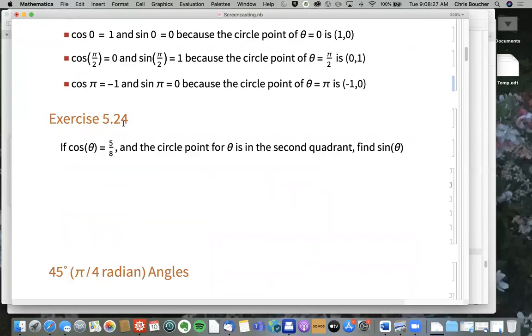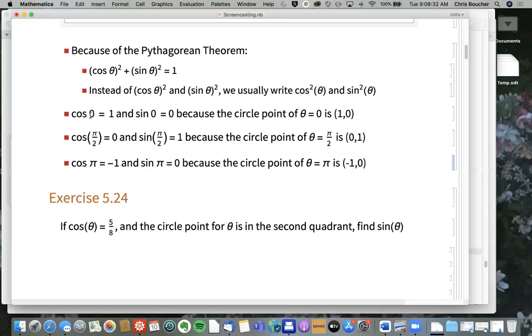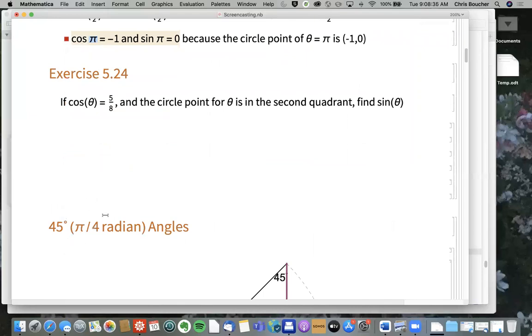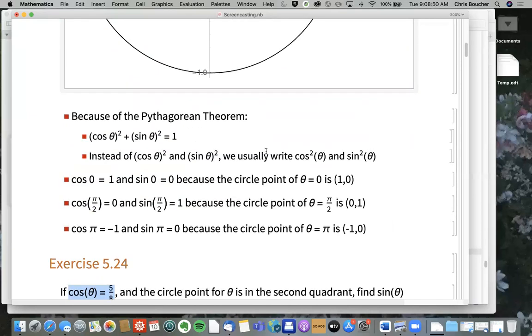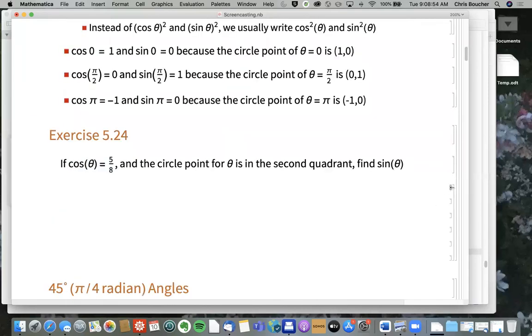Okay, an exercise quickly before we move on and talk about some other angles, right? So we've talked about 0 and pi over 2 and pi. What about 45, pi over 4 and some other angles? We'll get to that, but a quick example first. Suppose that I have an angle and its cosine is equal to 5/8. Well, if the circle point's in the second quadrant, find sine theta. The key here is to use this Pythagorean identity, right? Cosine squared plus sine squared is equal to 1.